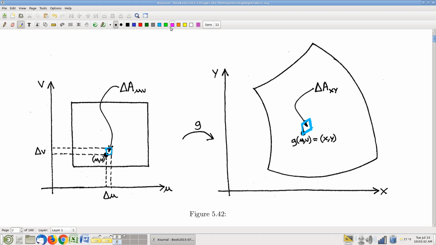The big question: what's the area of that piece in comparison to the area of that piece? Said differently, how much does G stretch? What is the stretching factor by which areas in the UV plane get made bigger, greater areas over in the XY plane? We've got to figure out that stretching factor. And once we have the stretching factor, pull back the integral by plugging in, and everything just falls into place.